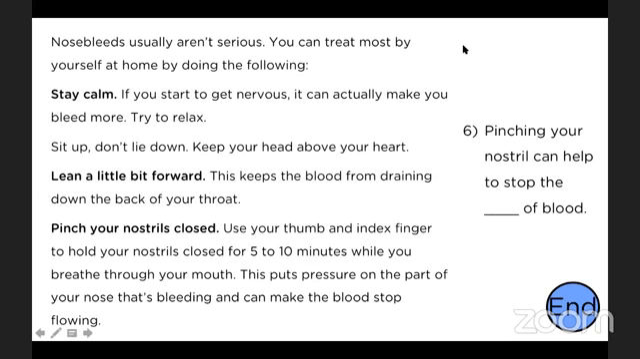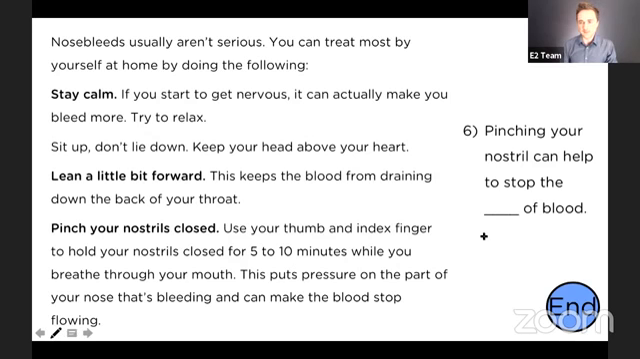How did you go? Good. Nice. Somebody wrote, okay. A few people got it wrong. I'm going to write those. This is wrong. This is incorrect. Why? Let's read it. Pinching your nostril can help to stop the flowing of blood. Oh, it's actually pretty close to being correct, actually, now that I read it. But there is certainly a better answer.